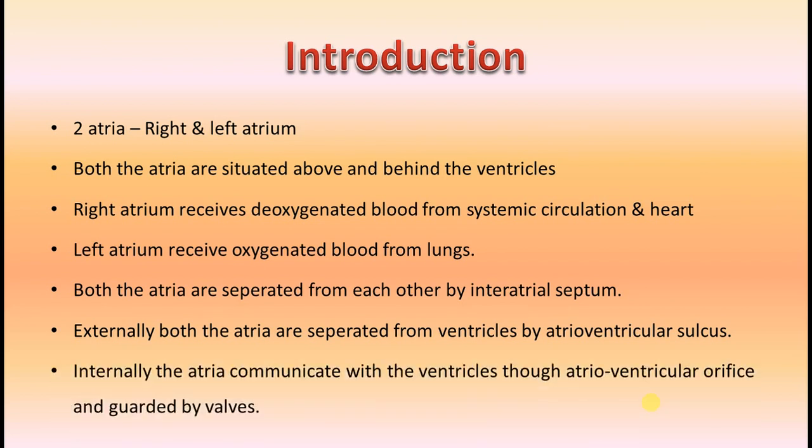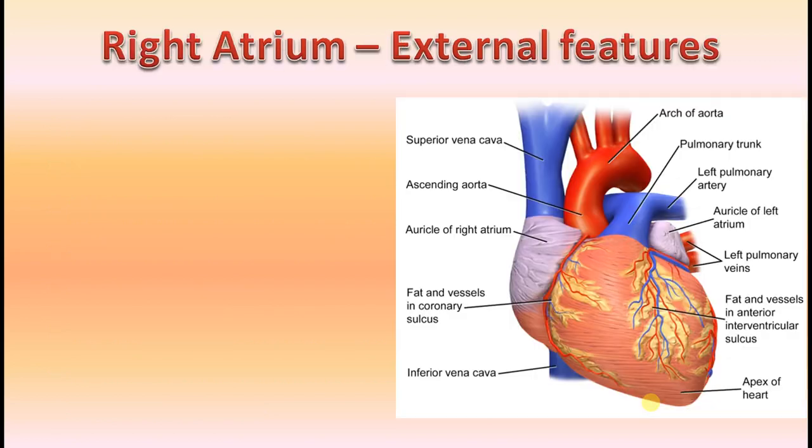Internally, the atrial chambers communicate with the ventricular chambers through the right and left atrioventricular orifices, which are guarded respectively by the tricuspid valve for the right atrioventricular orifice and the bicuspid or mitral valve for the left atrioventricular orifice.